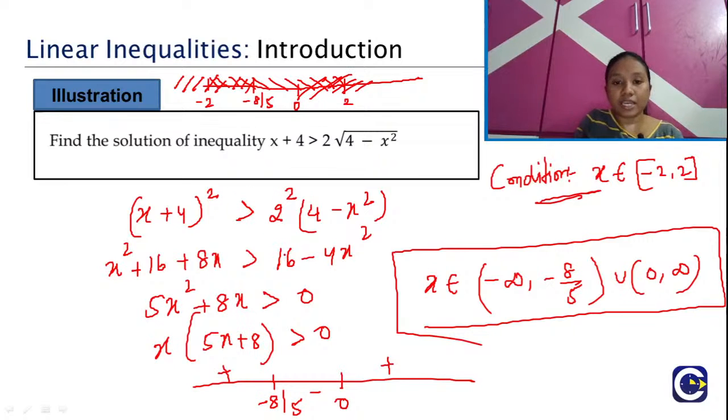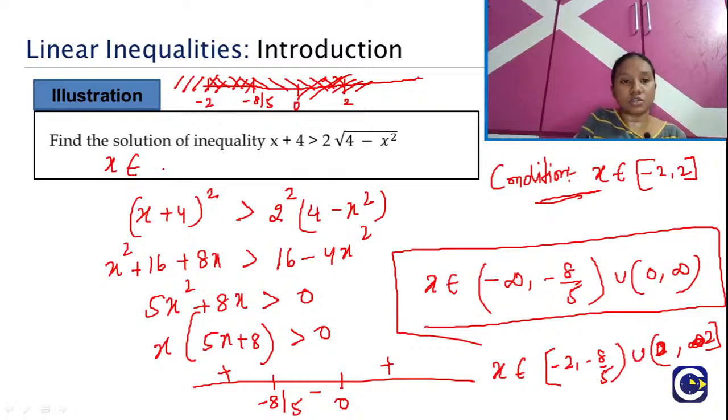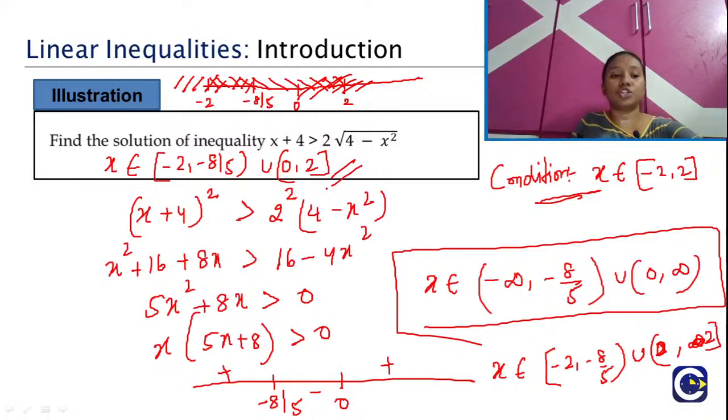So what is my combined intersection here? x belongs to minus 2 comma minus 8 by 5, with minus 8 by 5 open bracket and minus 2 closed bracket, union 0 comma 2, where 2 is closed bracket and 0 is open bracket. So what is my final solution of this inequality? Here x belongs to minus 2 comma minus 8 by 5 union 0 comma 2. So this will be my solution of this square root inequality.